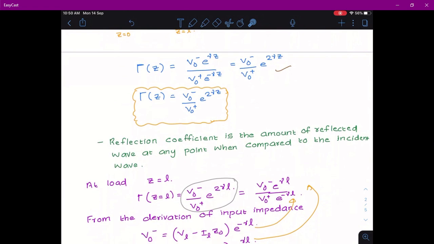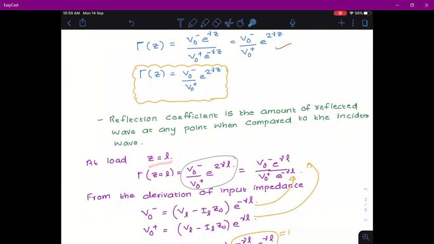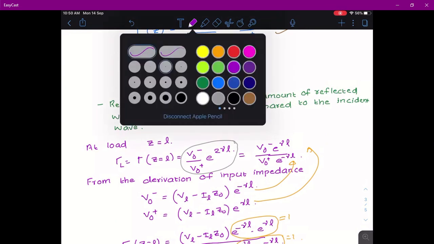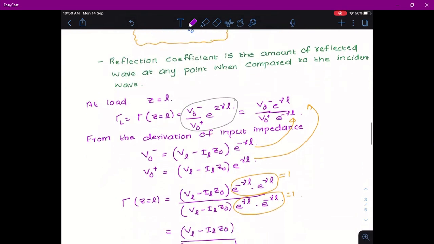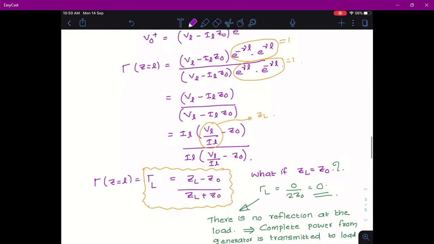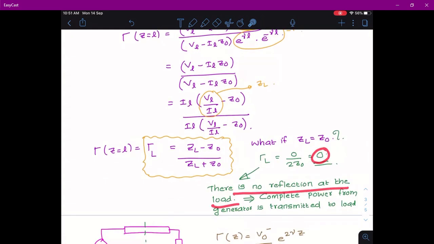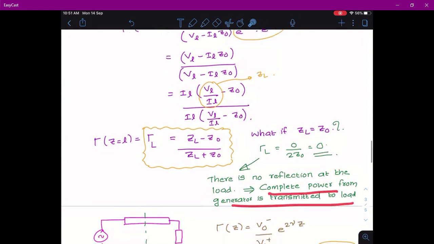It also gives the amount of reflection at any point in the transmission line when compared to the incident wave. We also found the reflection coefficient at Z equal to L, and this is actually tau L, which is the reflection coefficient at the load. And we found the expression for the reflection coefficient at the load, which is equal to ZL minus Z0 by ZL plus Z0. We saw that when ZL equals Z0, the tau L value is 0, which means there is no reflection at the load. The complete power from the generator is transmitted to the load.